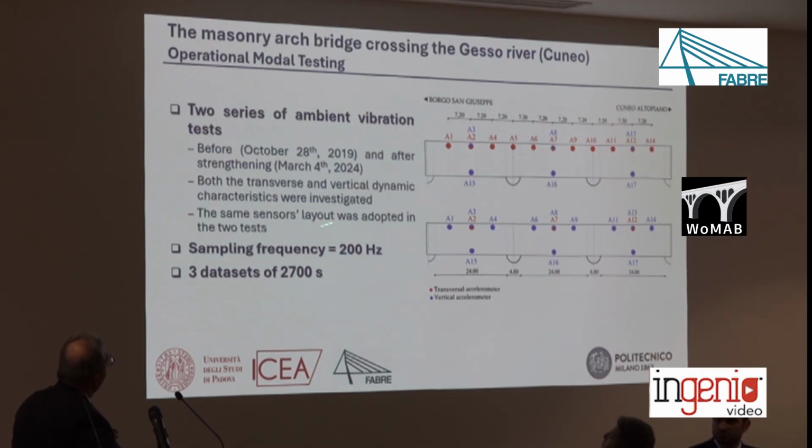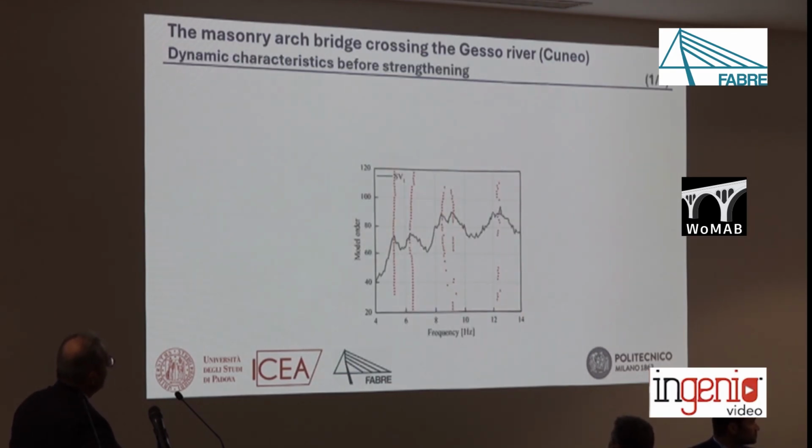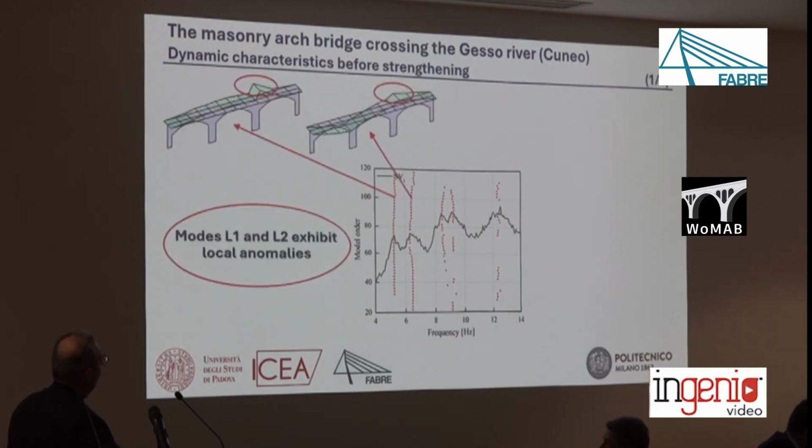As you can see, both transverse and vertical dynamic characteristics were investigated, and the same sensor layout was adopted in the 2 tests. Let's come to the result of the first test related to the transverse behavior. Here we can see the first singular value line with 3 quite well-defined peaks that correspond to well-defined alignments of stable poles in another system identification technique.